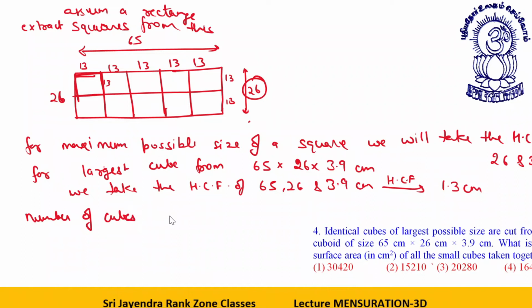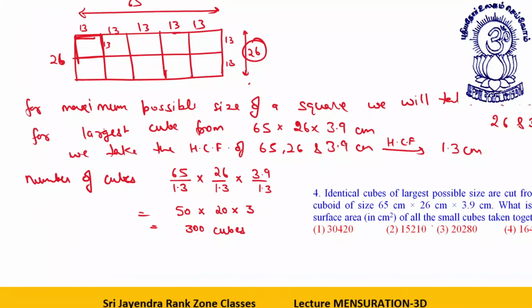See, from the length you will get these many cubes, these many pieces. From the breadth again you will get these many pieces, and from the height again you will get these many pieces. So it will be like 50 into 20 into 3, that is 3000, 300 small cubes. Now what will be the total surface area of these cubes?